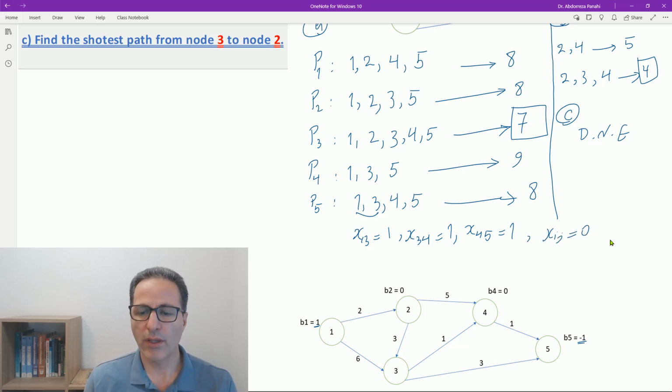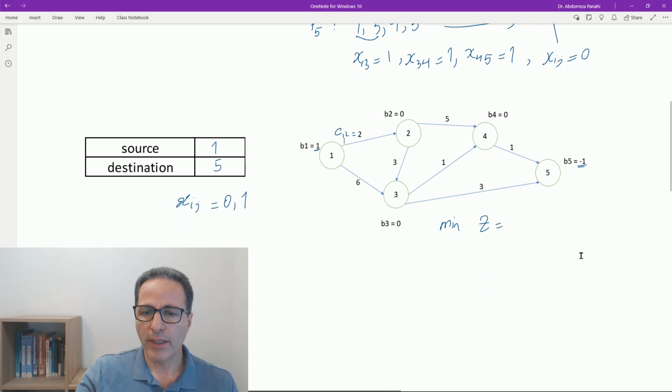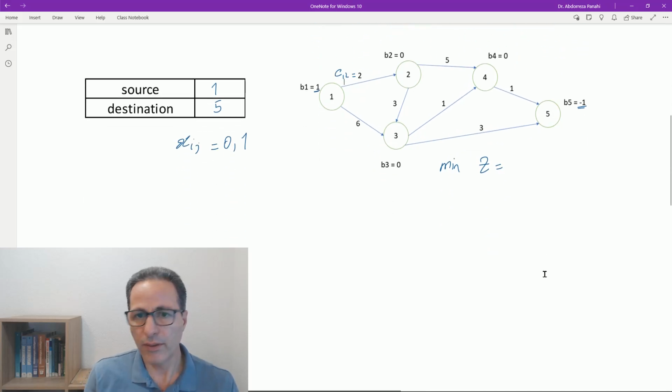Now if I multiply all xij by cij, so these are cij, for example this is c12, then the sum of xij multiplied by cij is going to give us the sum of the weights on the arcs, which is the cost of the shortest path. Now let's see how we can write this. This is the objective function.